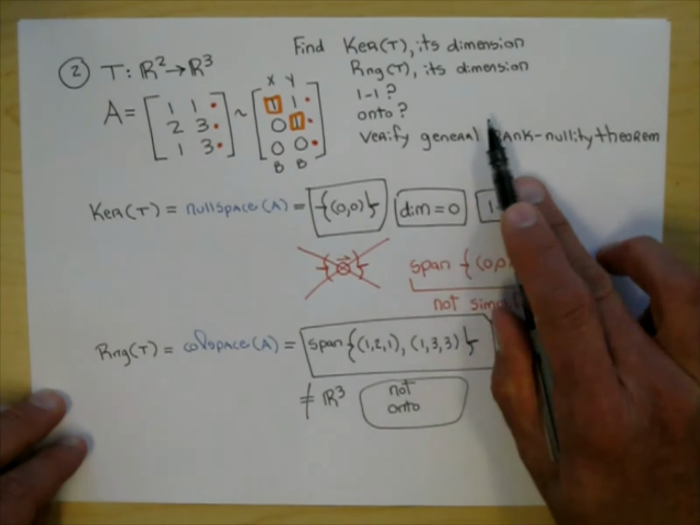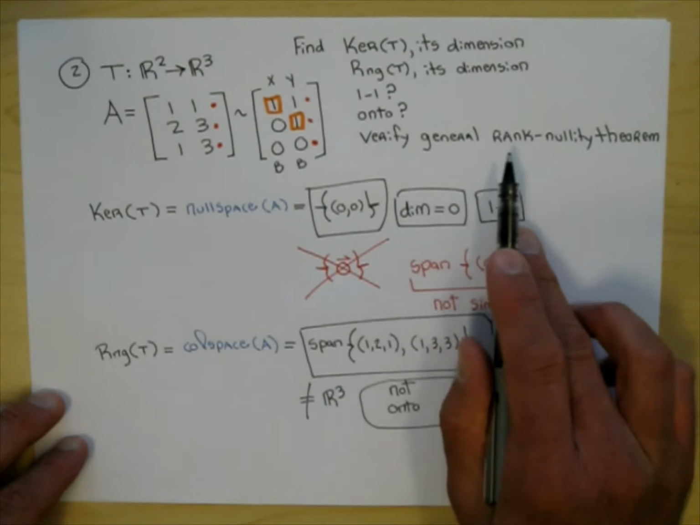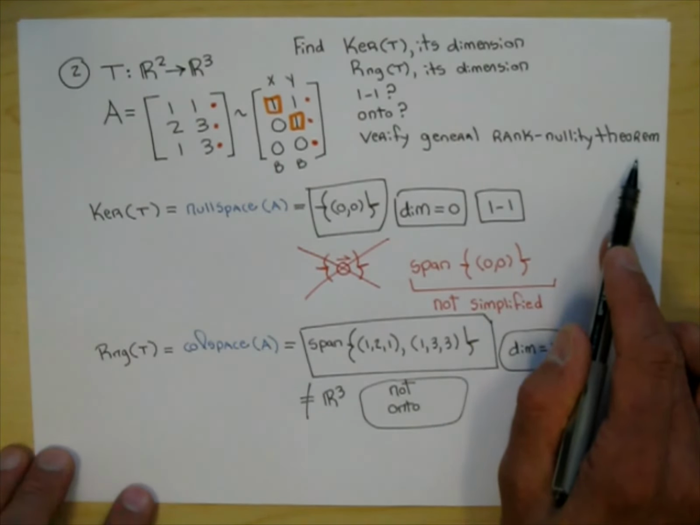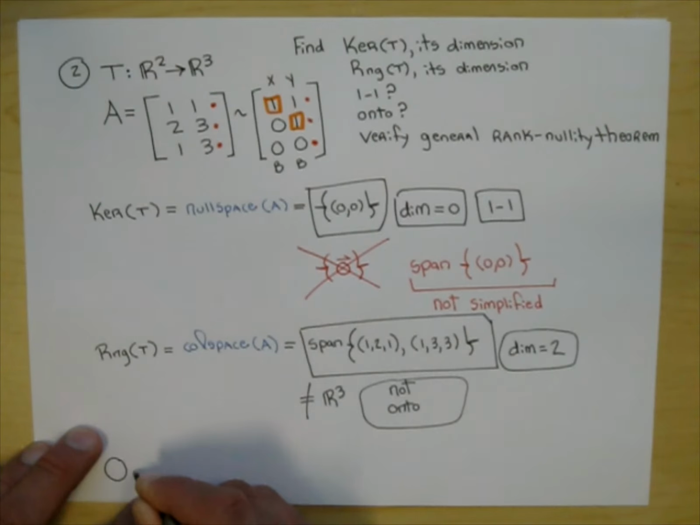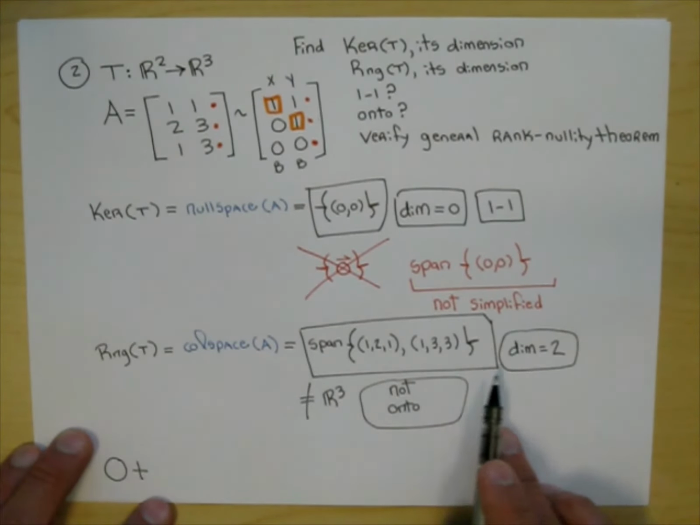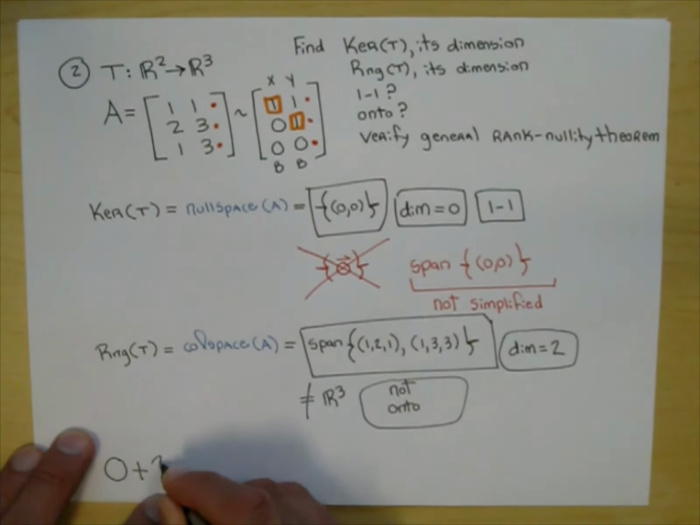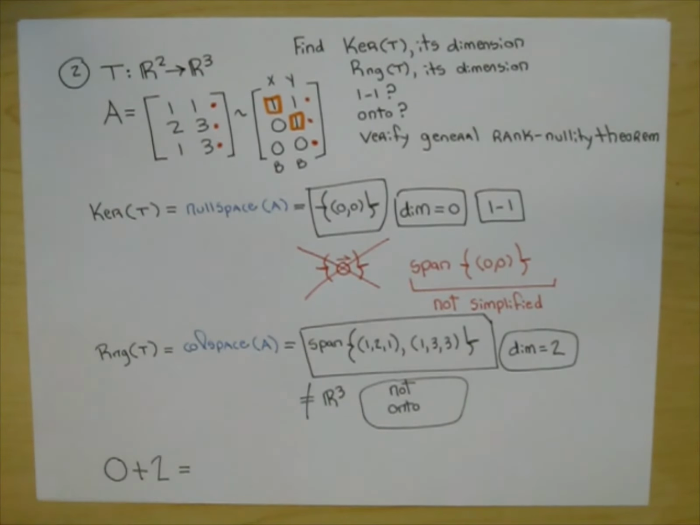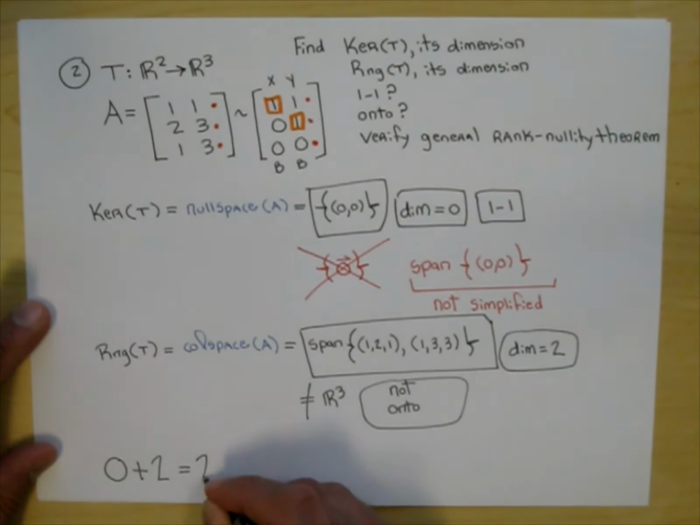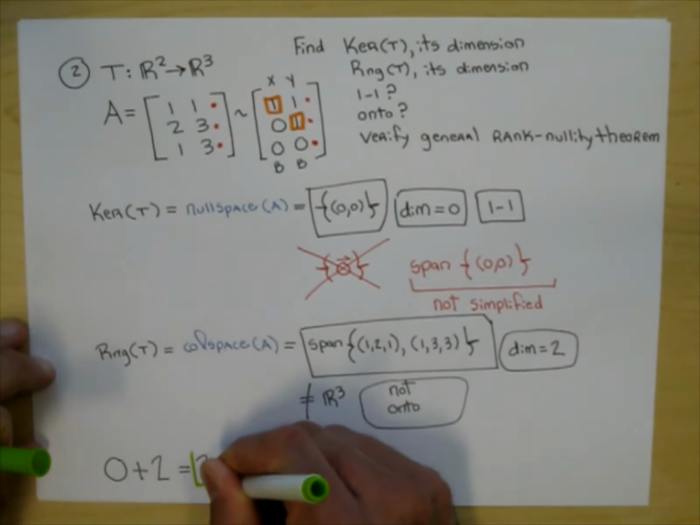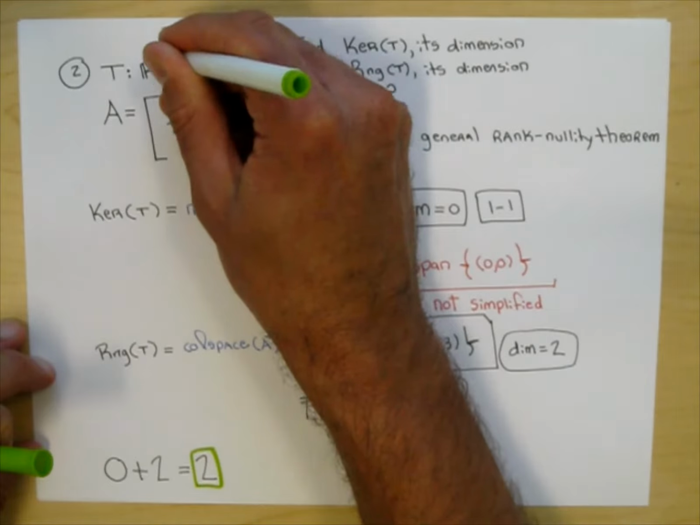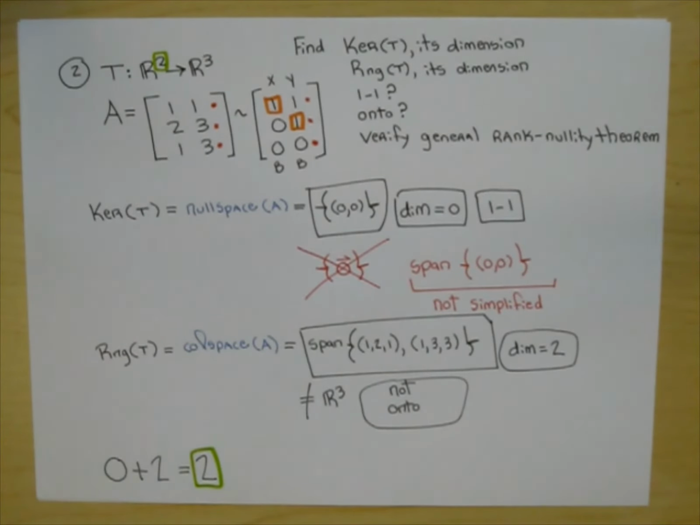Okay, so we've done almost everything except verifying the general rank-nullity theorem. The general rank-nullity theorem says the dimension of the kernel, 0, plus the dimension of the range, 2, equals what? Well, you can tell me what 0 plus 2 equals. It equals 2. But where did this 2 come from? This is, let me color code this, the dimension of the domain. So that color codes with that.